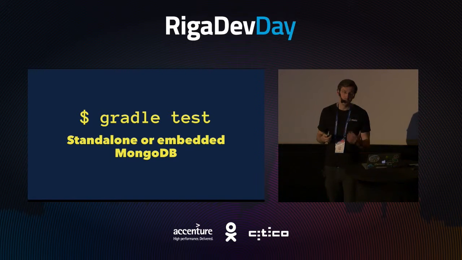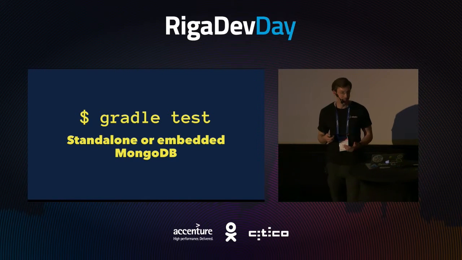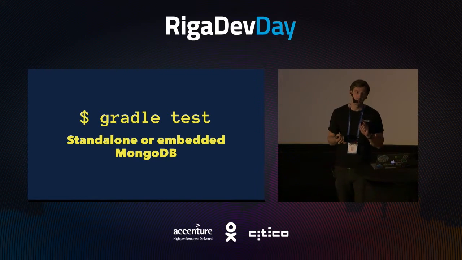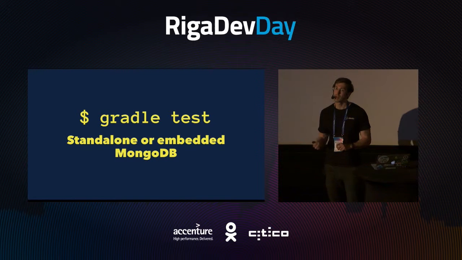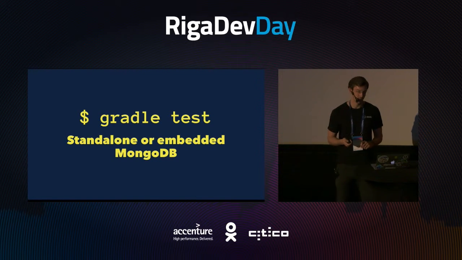And as I said, just to run it, download the code, run Gradle test. It will either use MongoDB, if you have it installed on the default port, it will check that and then use your MongoDB, or it will download an embedded version and just run against that.